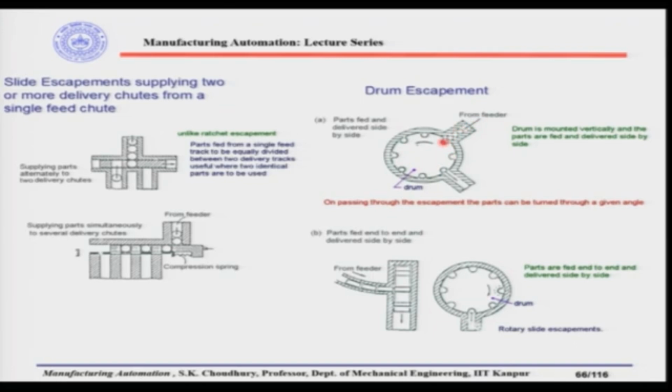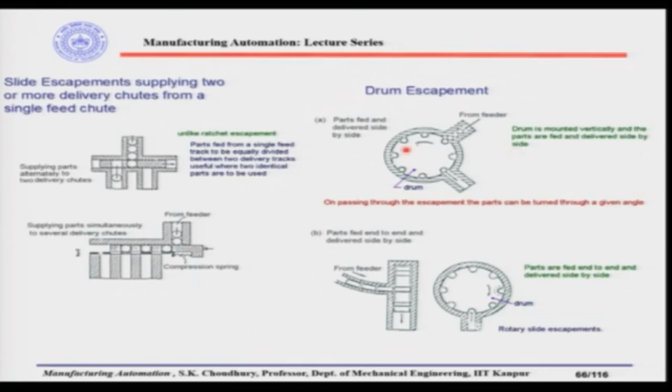So, suppose the drum is rotating in the anti-clockwise direction. While it is aligning with the feeder, the parts will be nested in this groove of the drum, and while rotating further and as it is aligned to the exit, the parts will be stripped off the drum and come down to the delivery chute. The drum is mounted vertically and the parts are fed and delivered side by side.